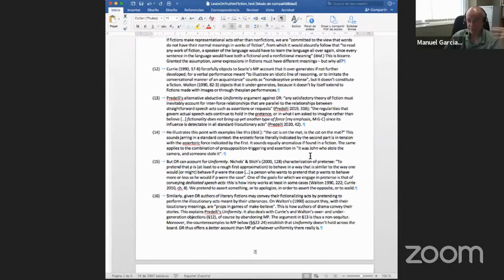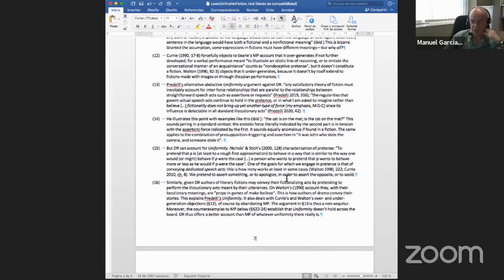Now, one of the goals for which we engage in pretense is that of conveying dedicated speech acts. So at least in some cases of irony, this is what we are doing. We pretend to be asserting that Peter is a very good friend, but we are doing that with the goal of conveying a different speech act than the one that we are pretending to make. In this case, the assertion that Peter is a very bad friend. So we can pretend to apologize with the ultimate goal of scolding somebody, doing a different dedicated speech act.